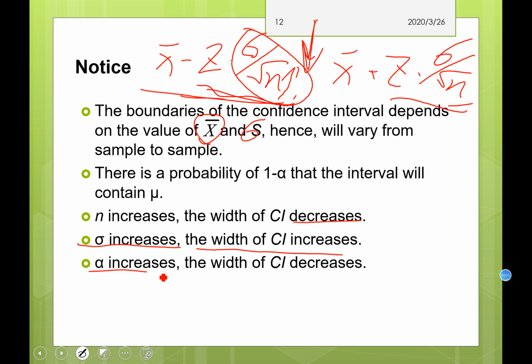And when alpha increases, what's the meaning of alpha increasing? Let's think about z half alpha. When alpha increases, z half alpha should decrease. Yes. So the width of the confidence interval, or we can say the difference between the two boundaries of the confidence interval, should decrease. Yes. So that's very special in confidence interval.